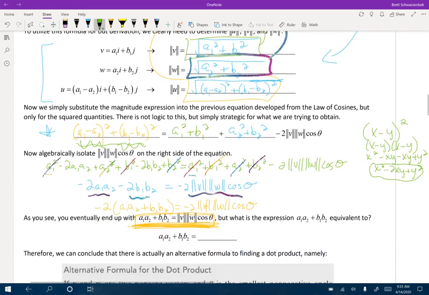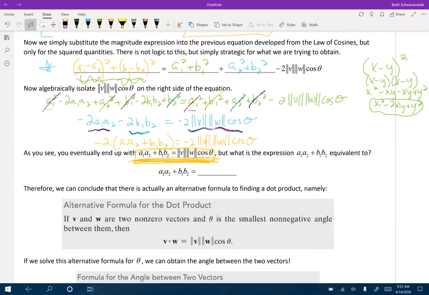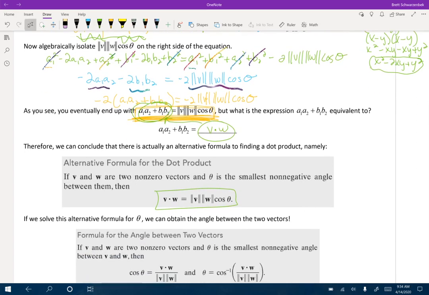So therefore, we know that this quantity here is equivalent to v dot w. And if that's the case, and we take v dot w and we put it in for the a1, a2 plus b1, b2, look what we end up with. We end up with the following equation. V dot w is equal to the magnitude of v times the magnitude of w times cosine theta.